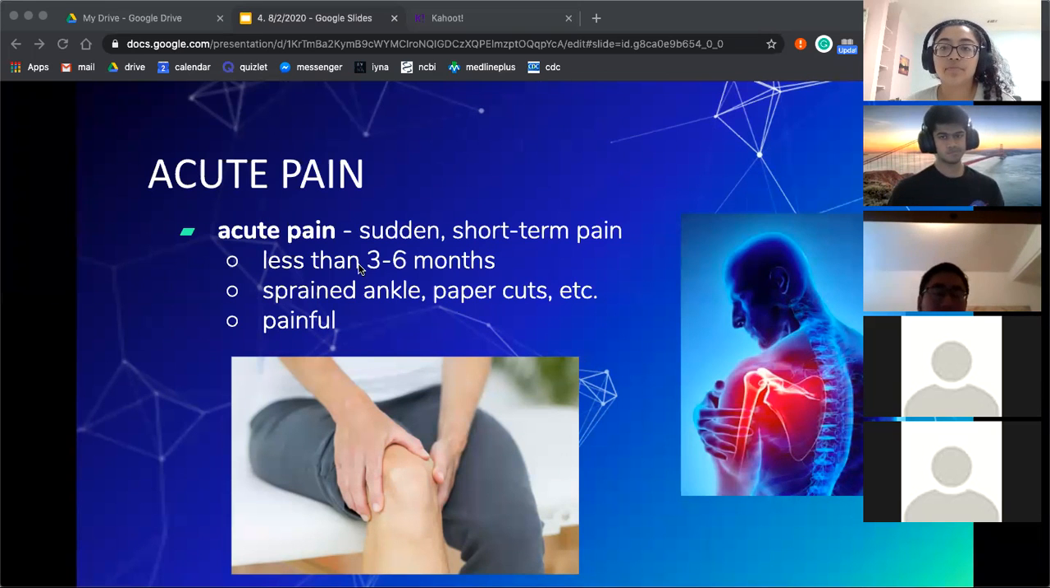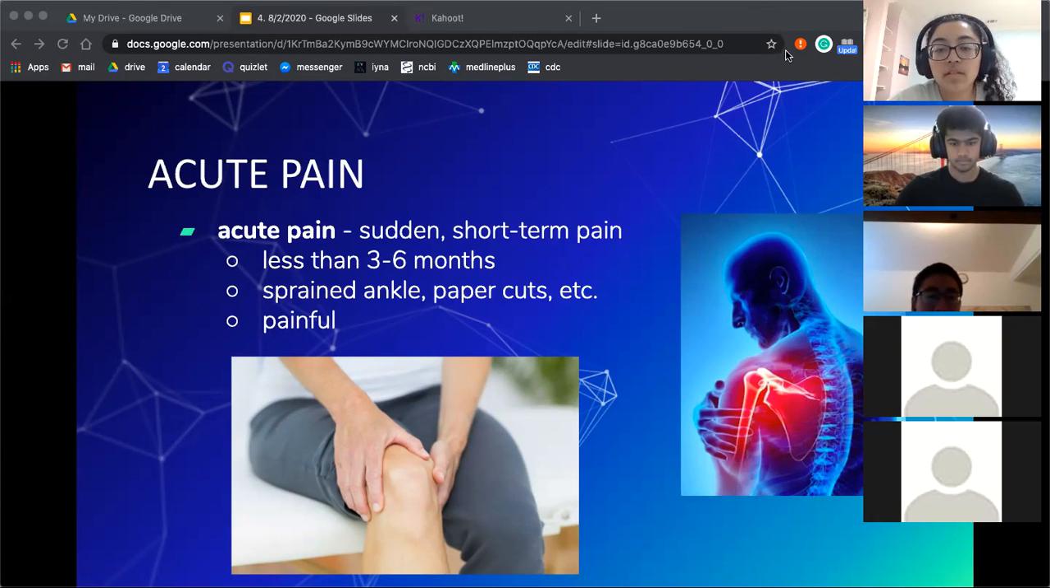For acute pain, this is something we've probably all dealt with. This is sudden or short-term pain. It can be something that's less than 3 months, or something a lot more momentary, such as a sprained ankle. What separates this from chronic pain, besides its length, is how painful it is. Most of these are short bursts of intense pain.